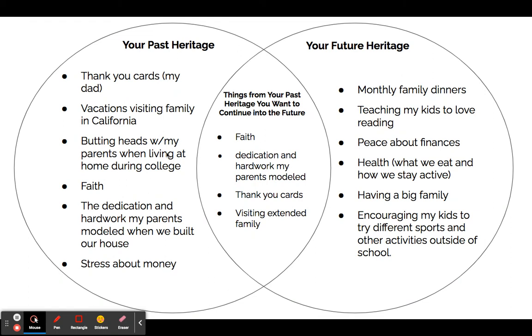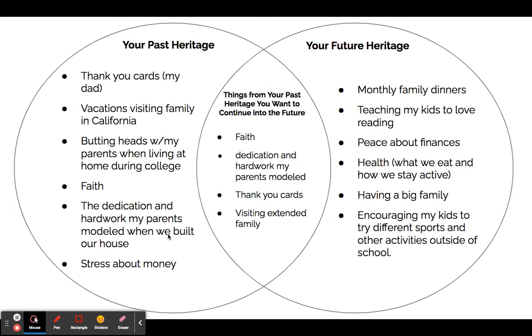When I got to be in college, for the first part of college, I lived at home, and I kind of really butted heads with my parents quite a bit in terms of trying to make this transition from a child, a minor, to a college student living at home and trying to be more independent. My faith was a very, very big part of my life growing up, and still is. You can see right there the dedication and hard work that my parents modeled.